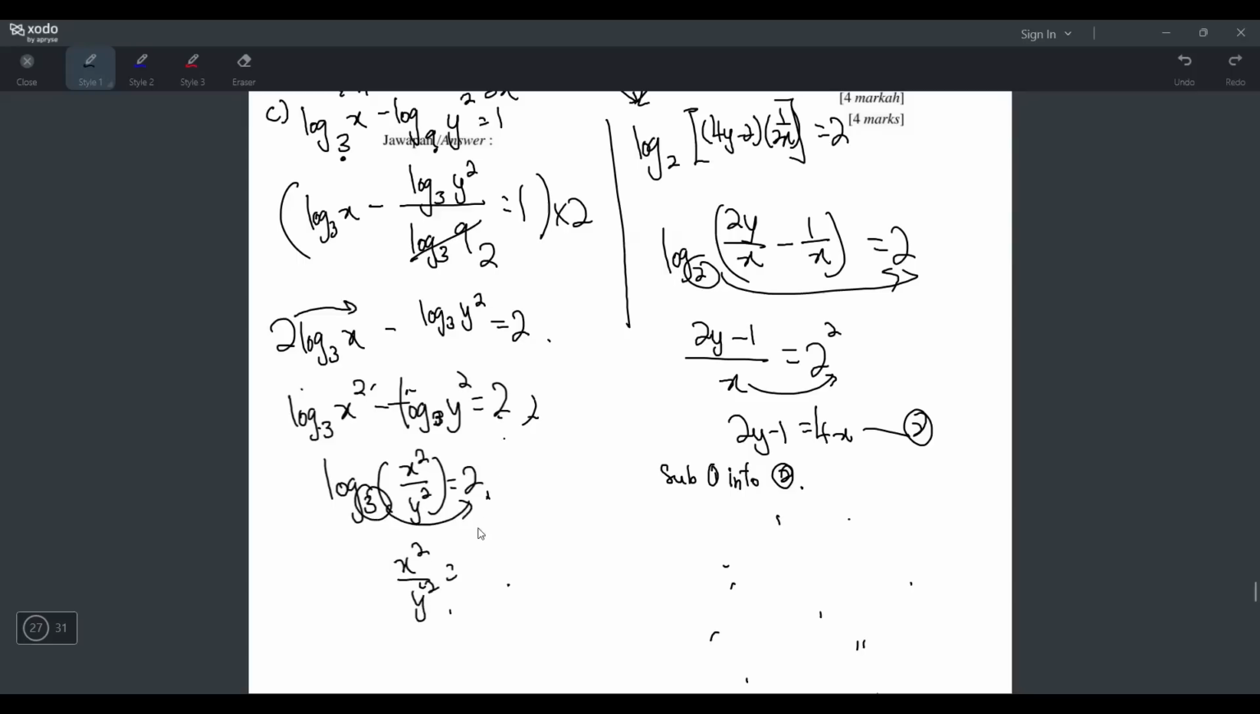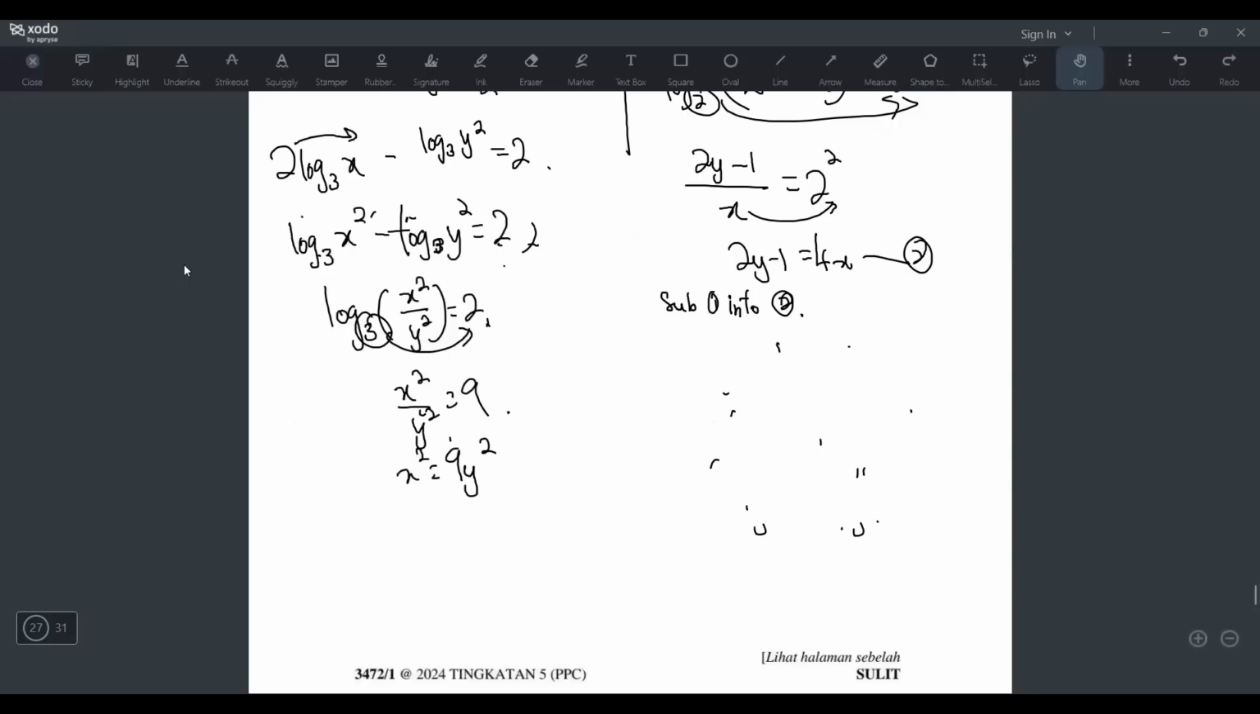Perform anti-log. 3 power 2 becomes 9. And then x square equals 9y square. Right? Now, we can do substitution method.